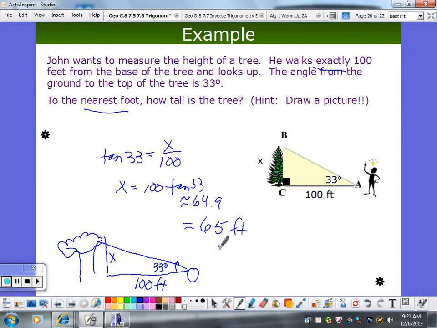Yeah? Maybe it's a redwood. What? Maybe it's a redwood. Maybe. That's a pretty tall tree. 65 feet, is that tall?